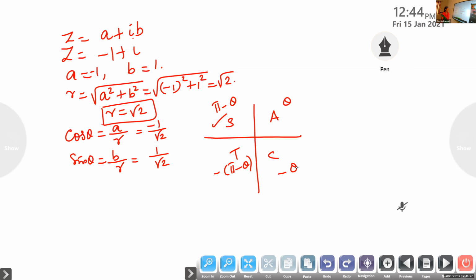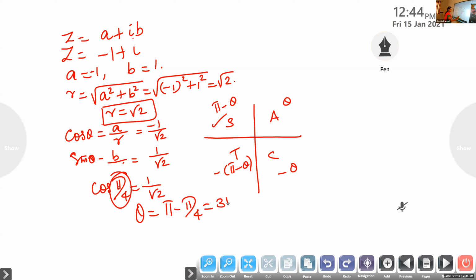So pi minus theta, on cos of which angle will we get minus 1 by root 2? First you find out for cos of which value. Cos 45 is 1 by root 2, and sin 45 is also 1 by root 2. Don't look at the sign. Once you fix the angle, then we can apply. So theta is pi minus pi by 4, which is 3 pi by 4.